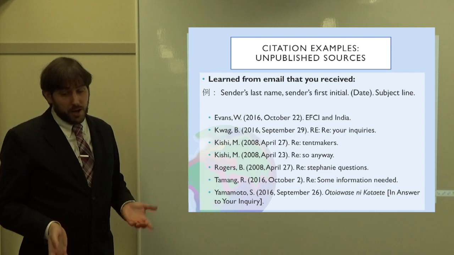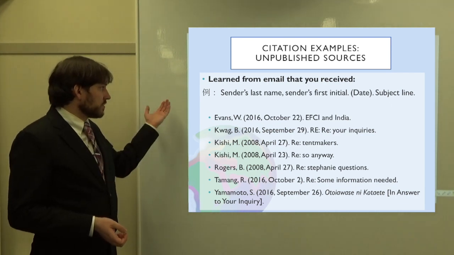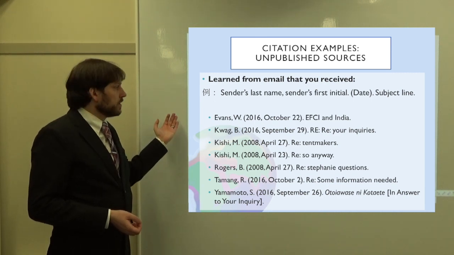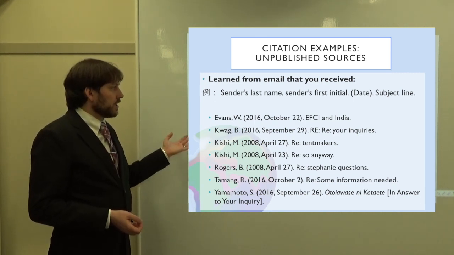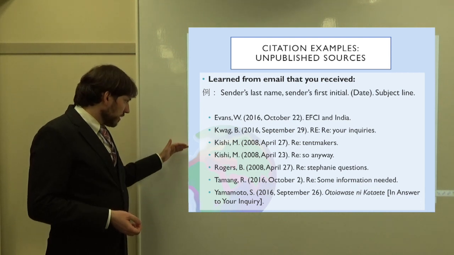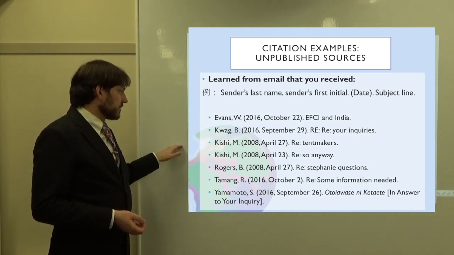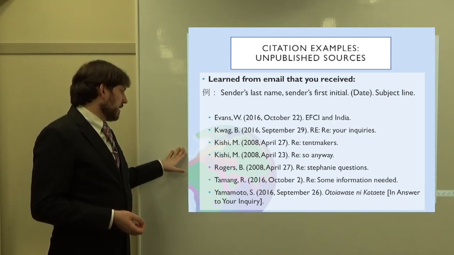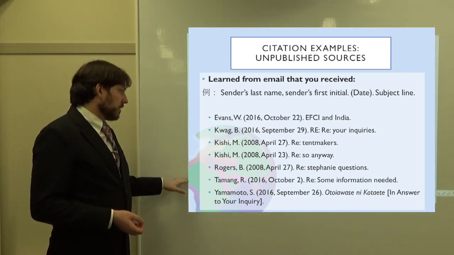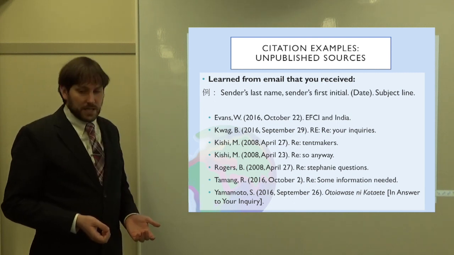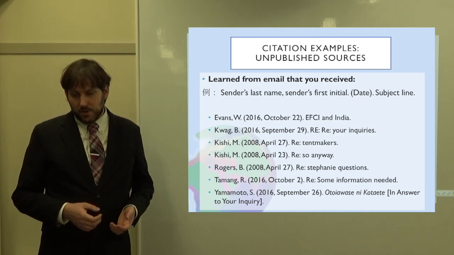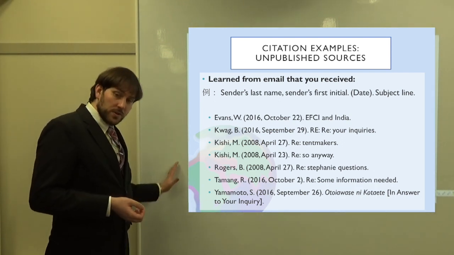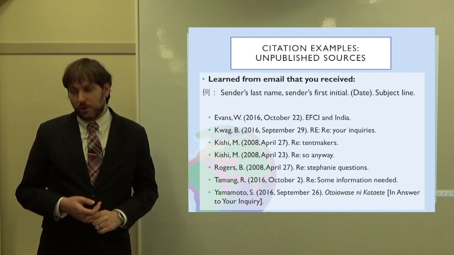If you learned it in an email, you also need to cite it. So the sender's last name, sender's first initial, date, subject line. So Evans W, 2016, October 22nd, EFCI in India. Let's just move down a bit. Kishi M, 2008, April 23, RE, so anyway. Tamang R, 2016, October 2nd, RE, some information needed. So any of these things can work as the style, so you can use these to make your own later on.